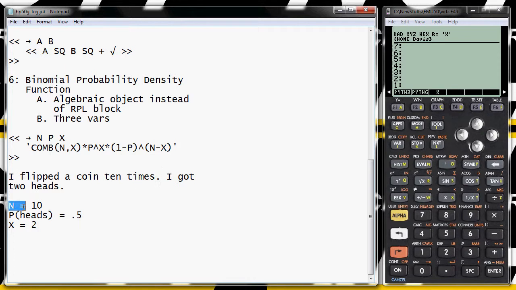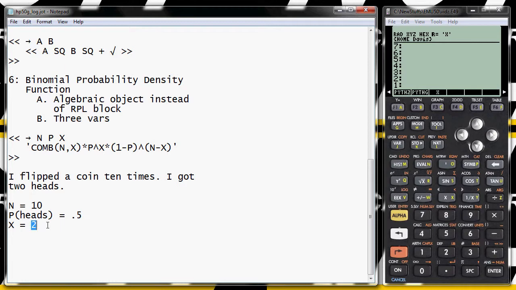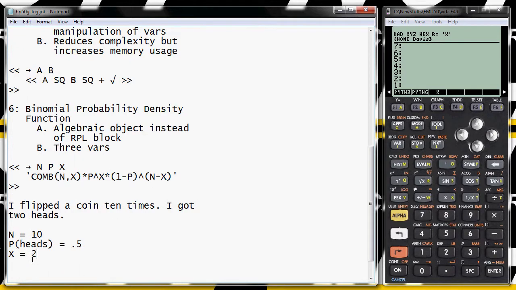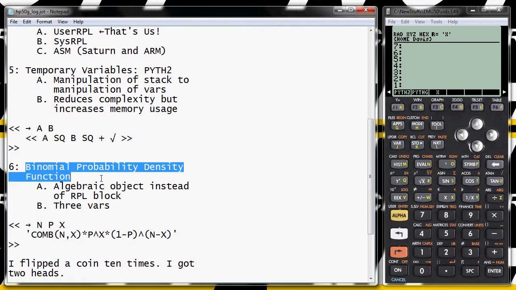So we have a number of trials, n. If I flip a coin 10 times, I have 10 trials. The probability of getting heads, or succeeding in the trials, is 50%, or 0.5, half. And if you succeed two times, then x, the number of successes, is 2. So what is the probability that I would receive two heads if I flipped 10 coins? This is what this function does, if you didn't already know that.